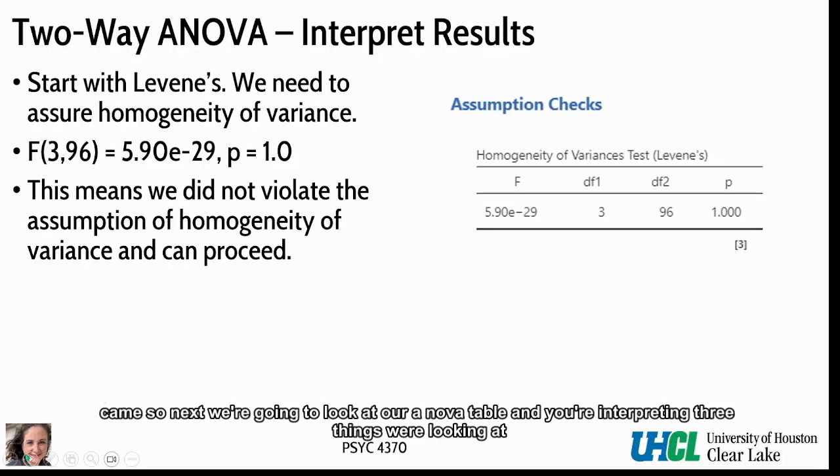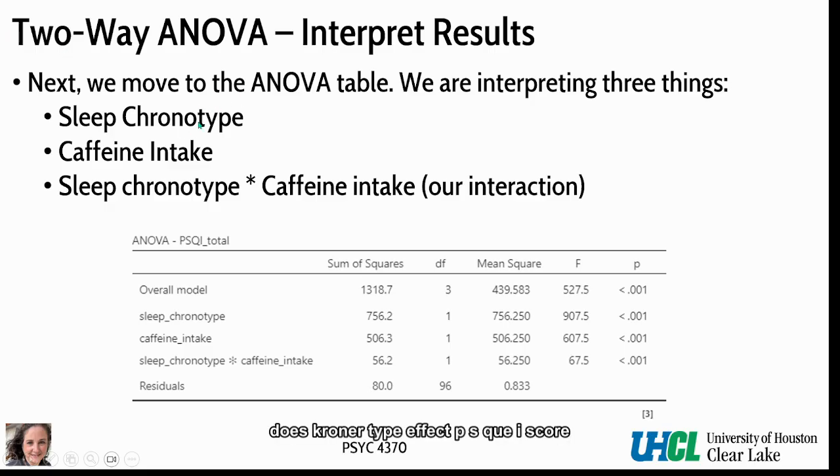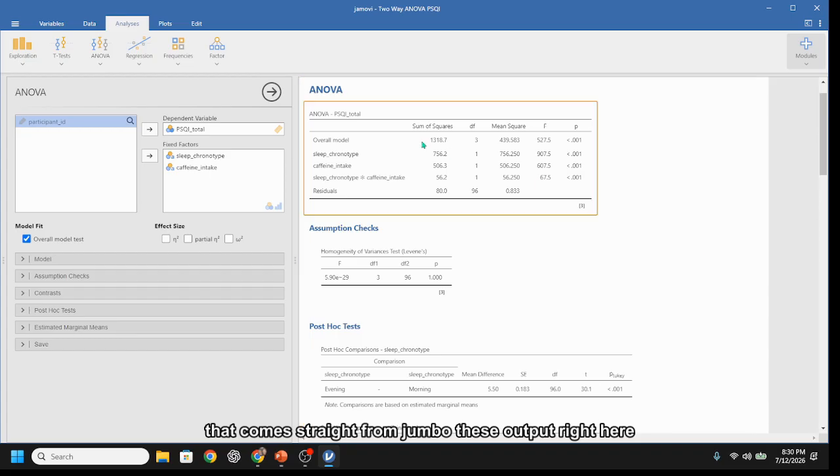Okay. So next we're going to look at our ANOVA table, and you're interpreting 3 things. We're looking at, does chronotype affect PSYC score? Does caffeine intake affect PSYC score? And then is there an interaction between chronotype and caffeine with regard to PSYC scores? So here's your output for that. That comes straight from Jamovi's output right here.